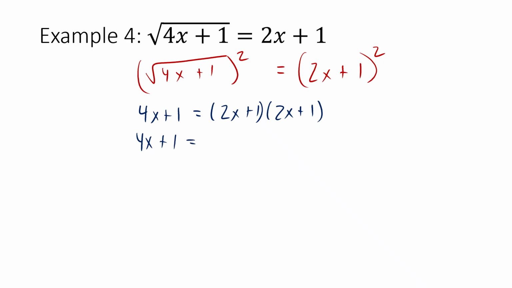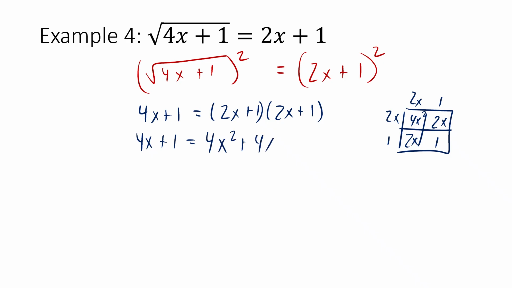If you've followed all of my videos, you know that I would use the area model to multiply this, which would look something like this. Okay, 2x plus 1, 2x plus 1. So this would give me 4x squared plus 2x plus 2x plus 1. And then I would add those all up.